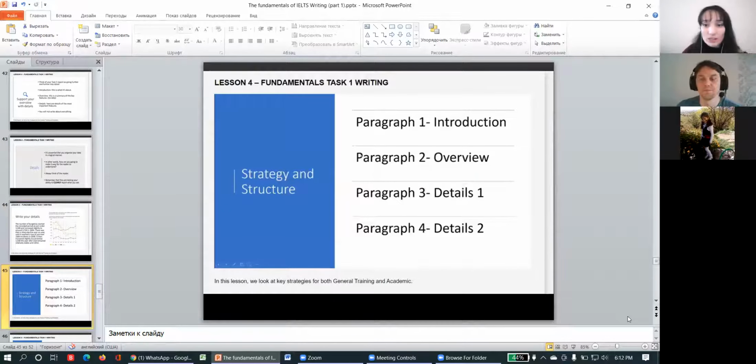Okay, so let's see one more time. Paragraph 1, introduction. It's the same paraphrasing we discussed. Overview is the main features. No details, please. Main features like going up, going down, staying the same. Detail 1 will be about the yellow line, red line, blue line. You can take 2 of them, not all the details.